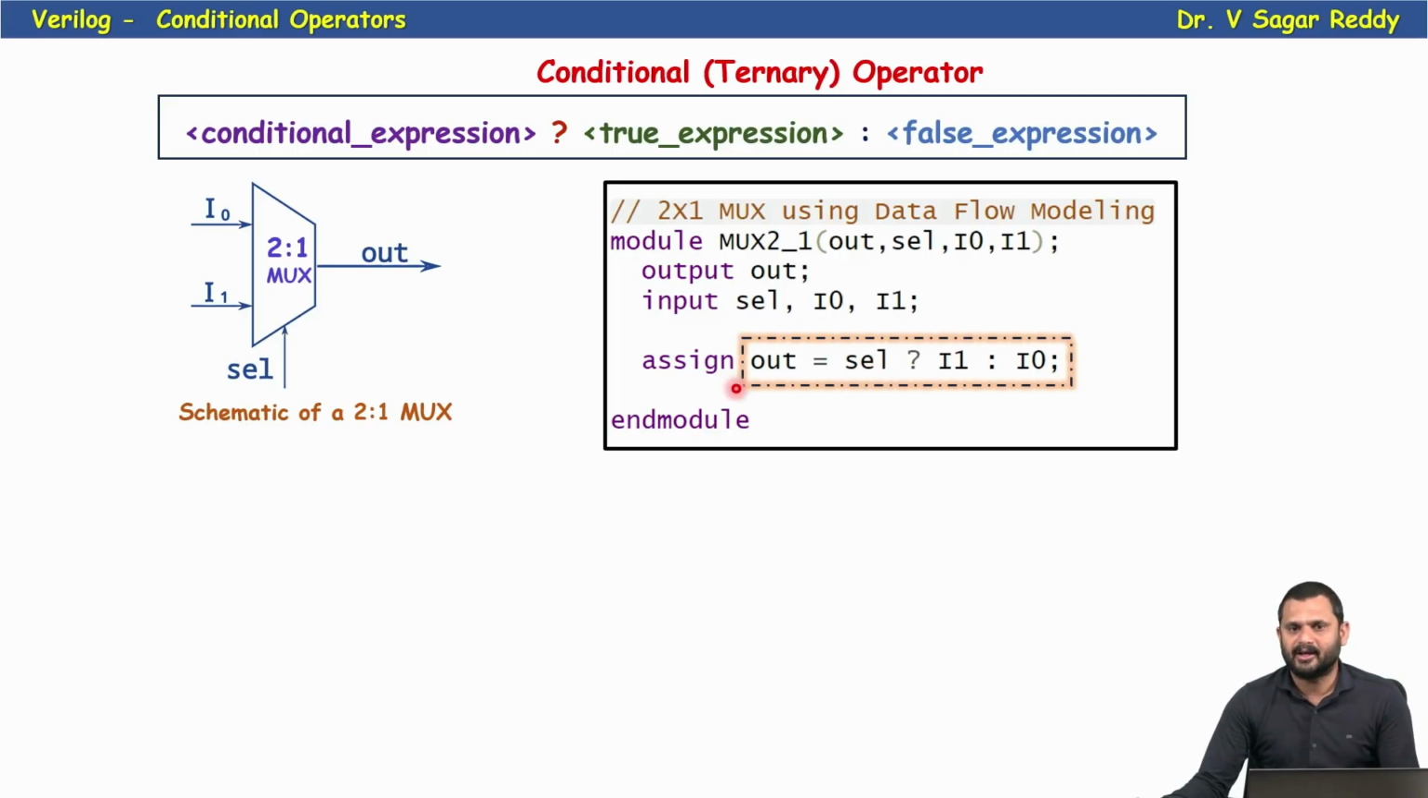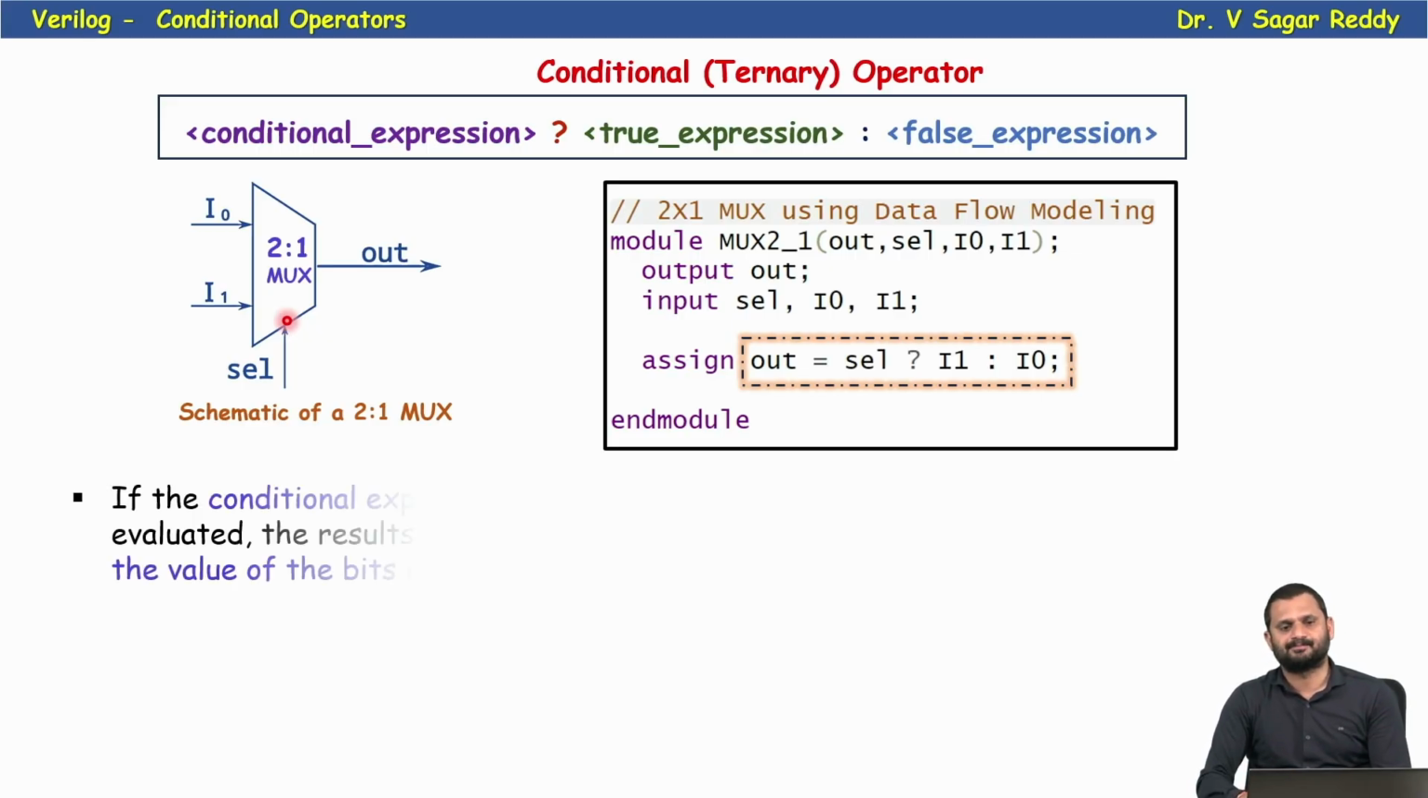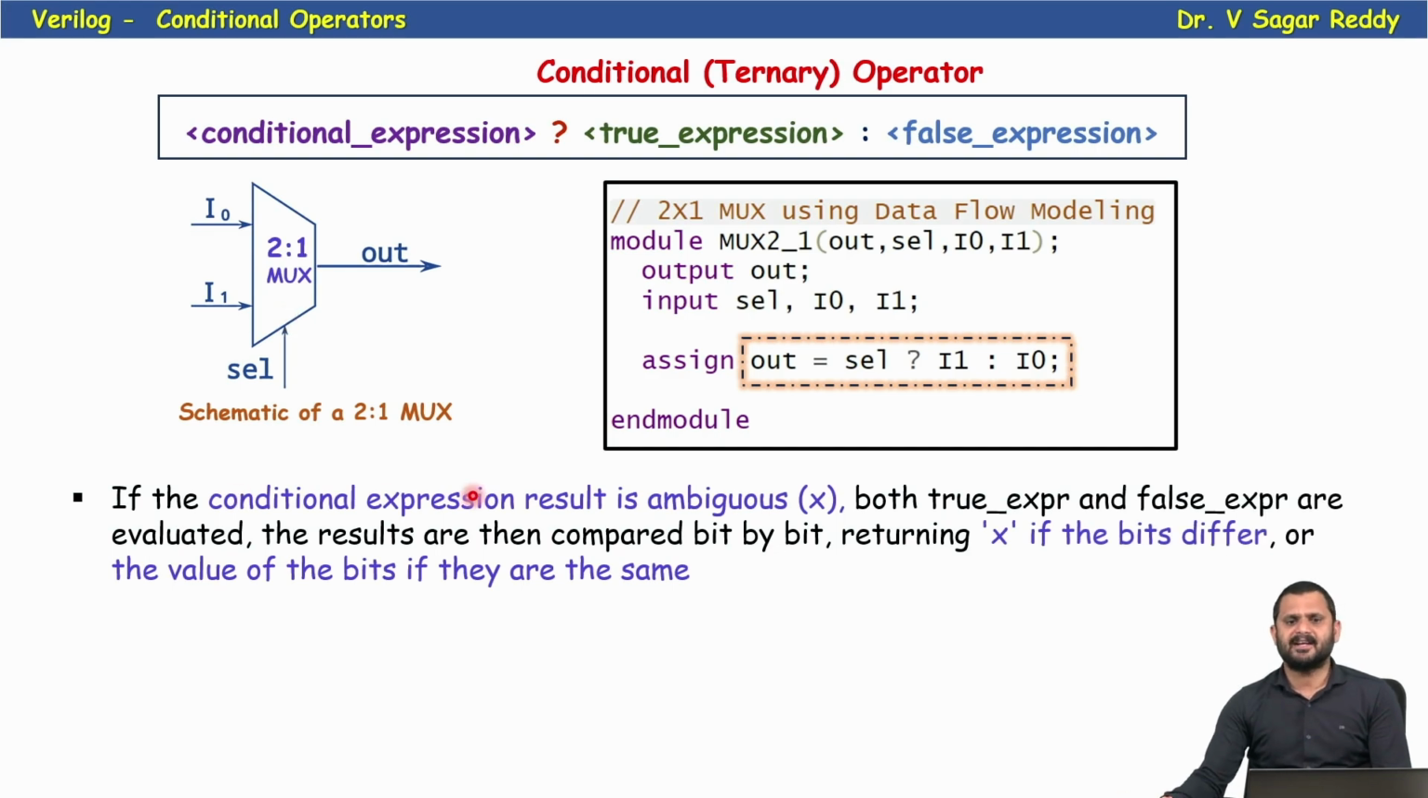So we can use this conditional operator effectively to build this mux. I think we know NAND and NOR are the universal gates. We can design any gate by using a universal gate. Same way, the mux is also a universal element. If you want to develop any expression, we can use a mux. Clear?